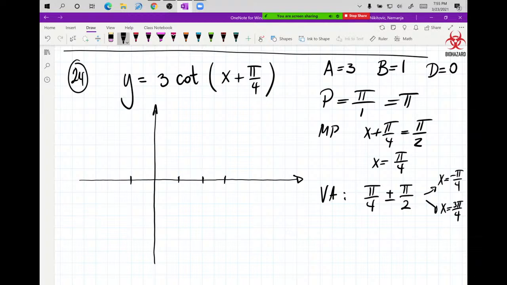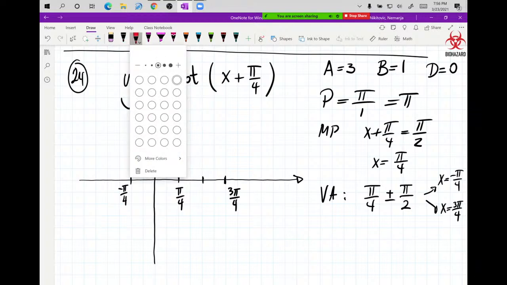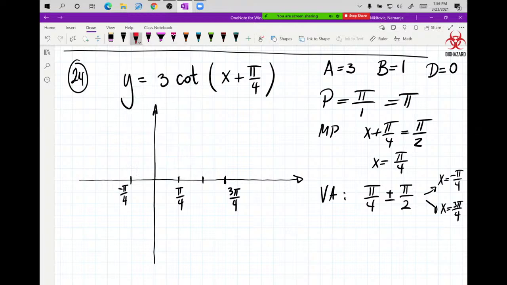So these are the tick marks. One tick mark to the left, 3 tick marks to the right. Now they happen to be pi over 4. So, okay. Those are the tick marks, and the 2 tick marks on the sides are asymptotes, the ones that are on the outside. And the middle is the midpoint.